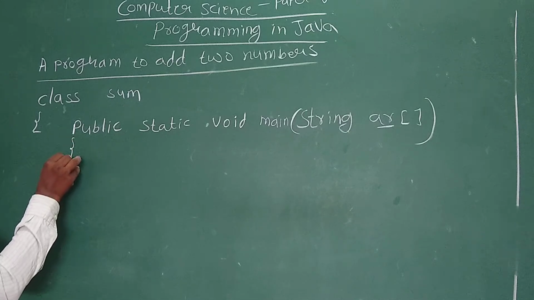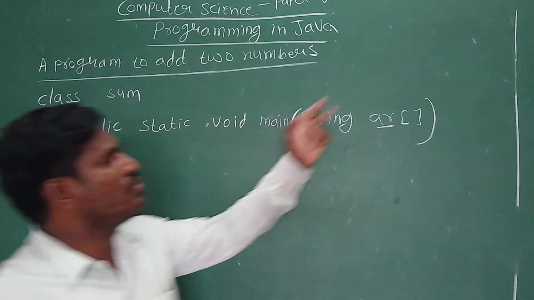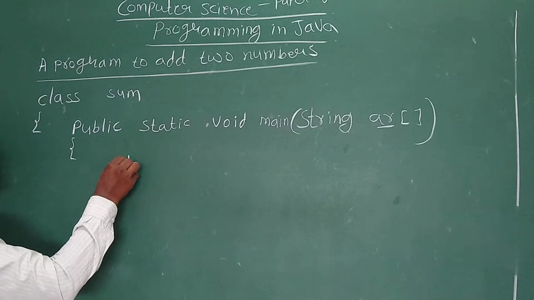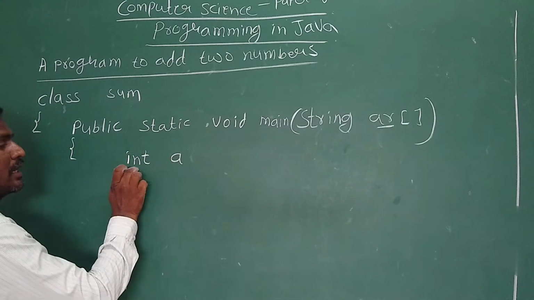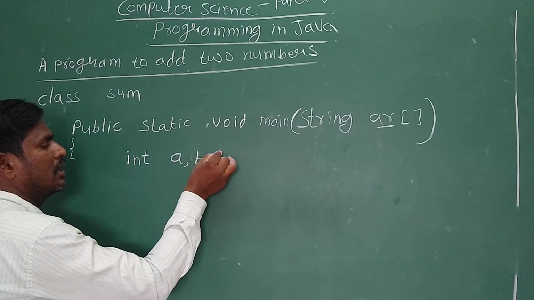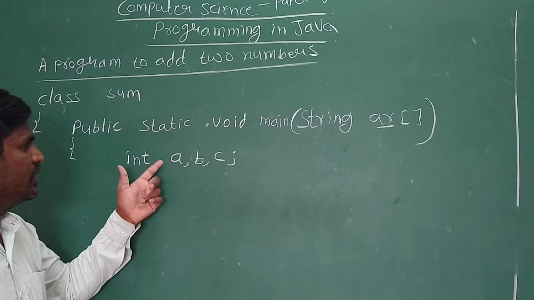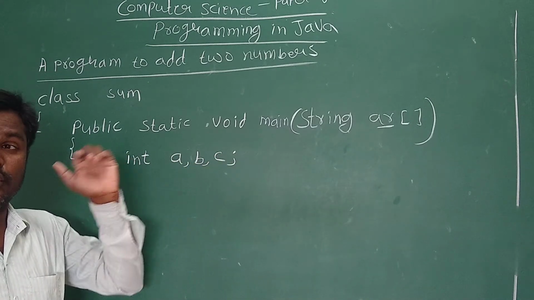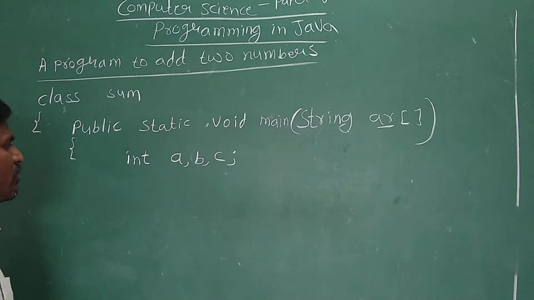Next, opening brace. So this is the starting point. Next, what do we have to do? What is the input? We first have to declare three variables. I am taking the integer data type: data type, space, variable name, A, comma, B, comma, C, semicolon. Like in all programming languages, in Java also, every statement ends with a semicolon. You already know in C language, and in C++ also, every statement ends with a semicolon.